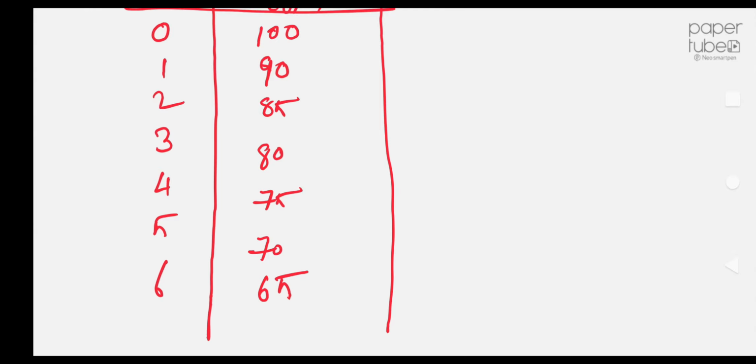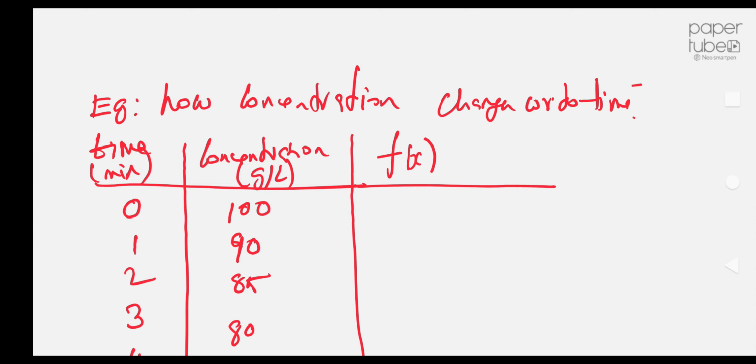Our job is to find a mathematical function that can predict the concentration. So concentration should be a function of x, which in this case is time. So how do we do that? Let's say we have some function, and this function successfully predicted the concentration.